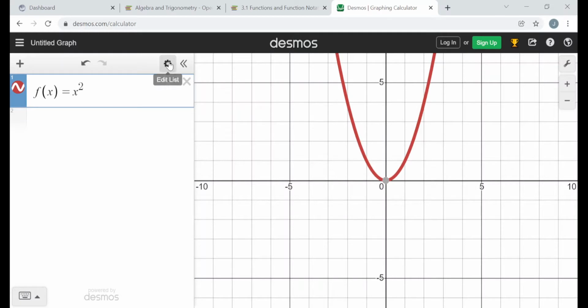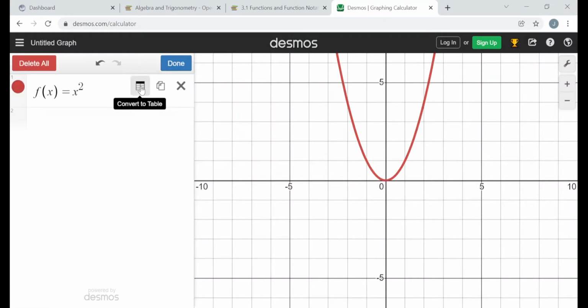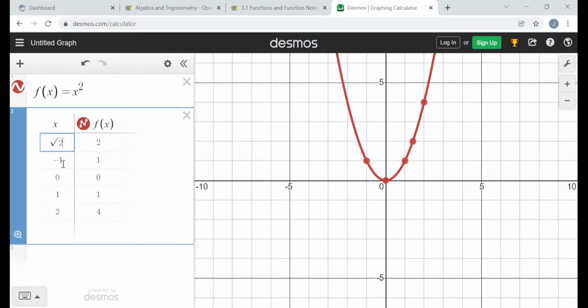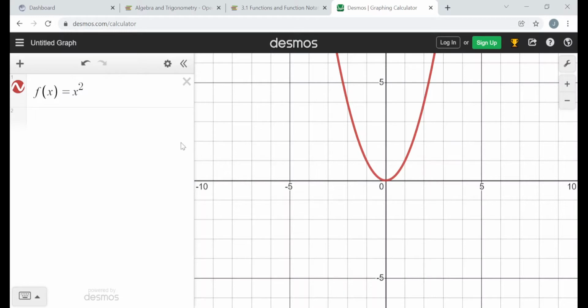Just click on the little cog here and you can add a table for the function. And then it plots points for the things that you put on the table. And I can put in whatever I want, right? I can put in the square root of 2 and get 2, right? And there's the point there. Now you see again it's 1.414. That's the square root of 2 rounded to 3 decimal places. Right? Yeah, so you can make tables. It's very nice. I really like this site.